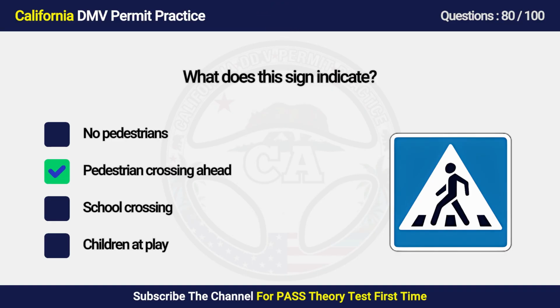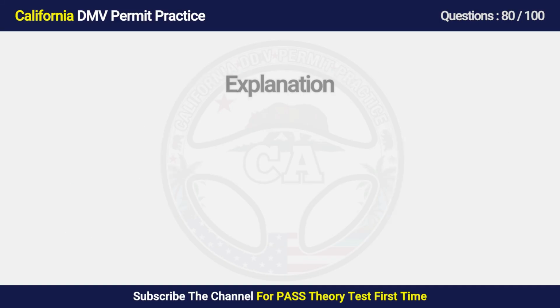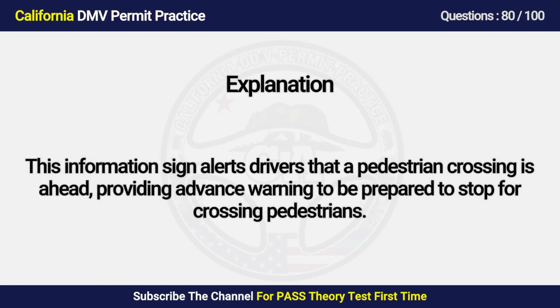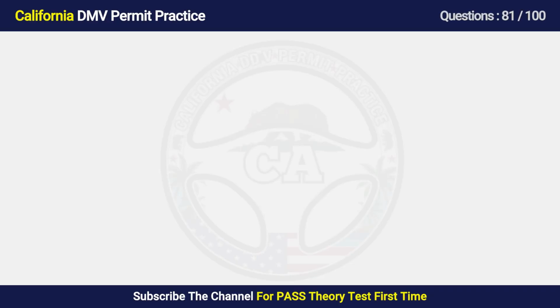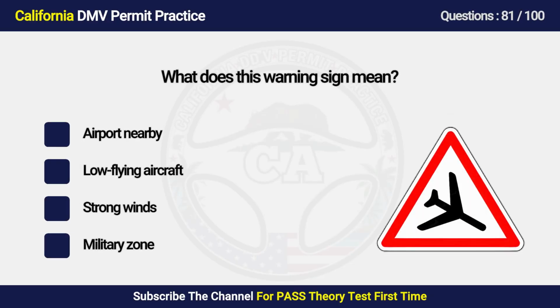Answer is B. Pedestrian crossing ahead. This information sign alerts drivers that a pedestrian crossing is ahead, providing advance warning to be prepared to stop for crossing pedestrians. Question 81. What does this warning sign mean?